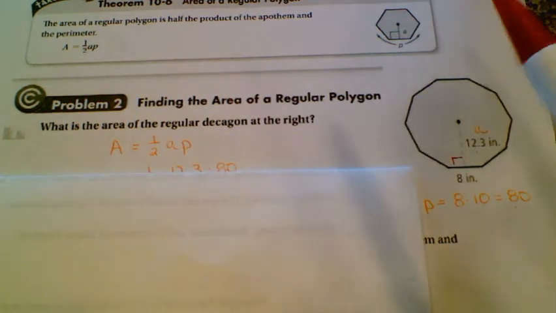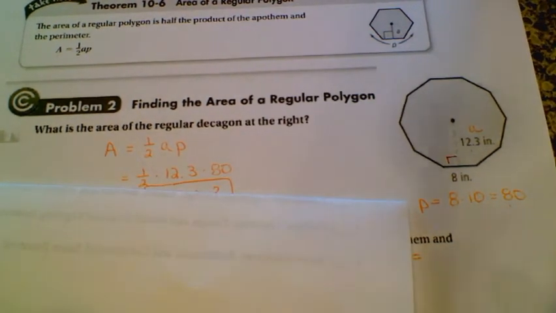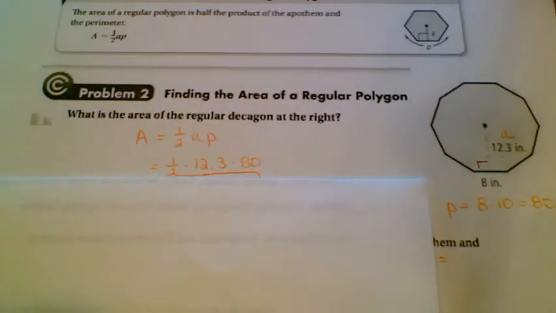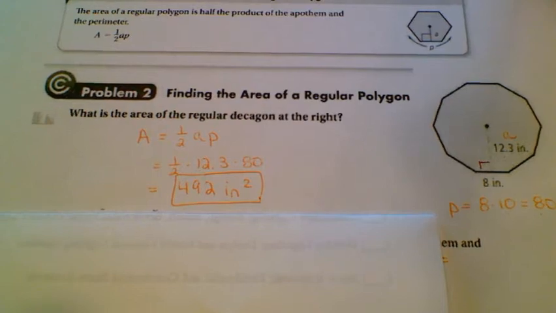So all you should be doing is just plugging in those numbers. I would do 1/2 times 12.3 for my apothem times 80 for my perimeter, and I would get 492 square inches. Pause the video and see if you can do the got it question.